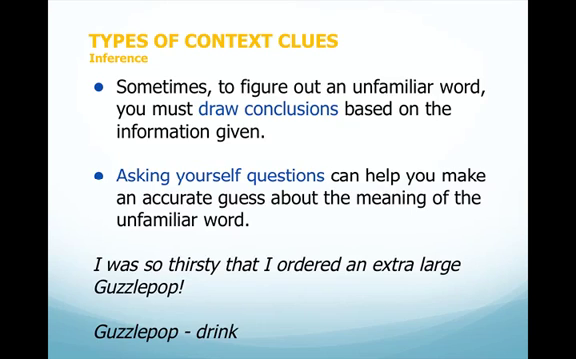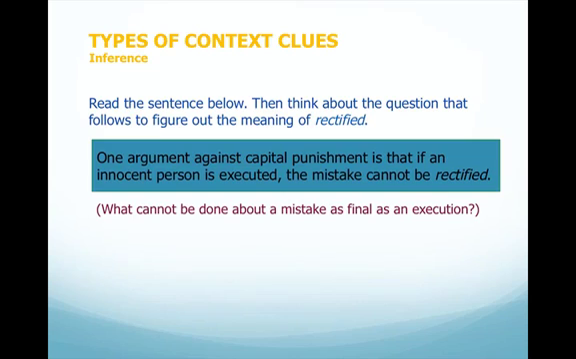So let's have a bit of a practice using these types of clues. Now have a look at this sentence below. See if you can work out from the sentence what is the meaning of the word rectified. One argument against capital punishment is that if an innocent person is executed, the mistake cannot be rectified. Now there are many clues in this sentence, but think about the word mistake.